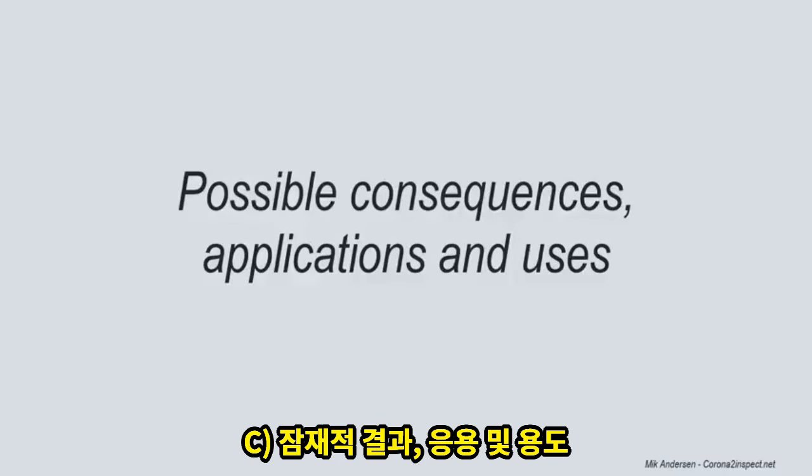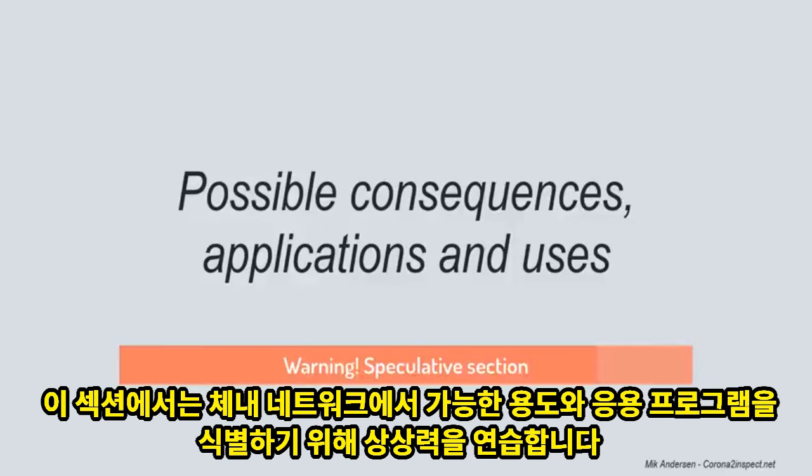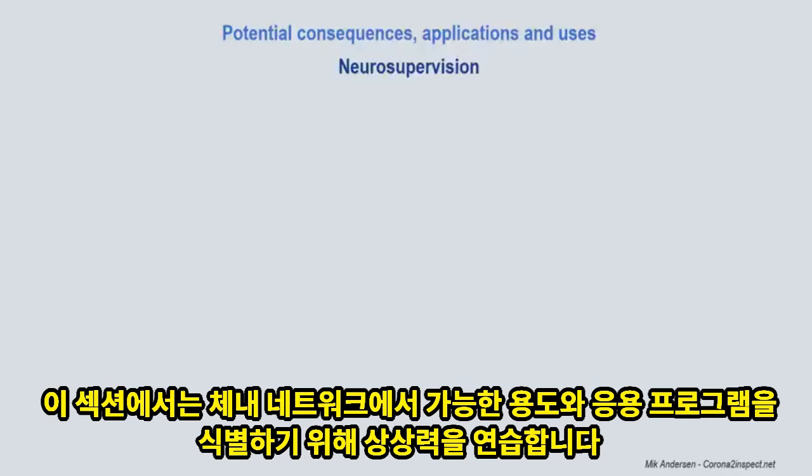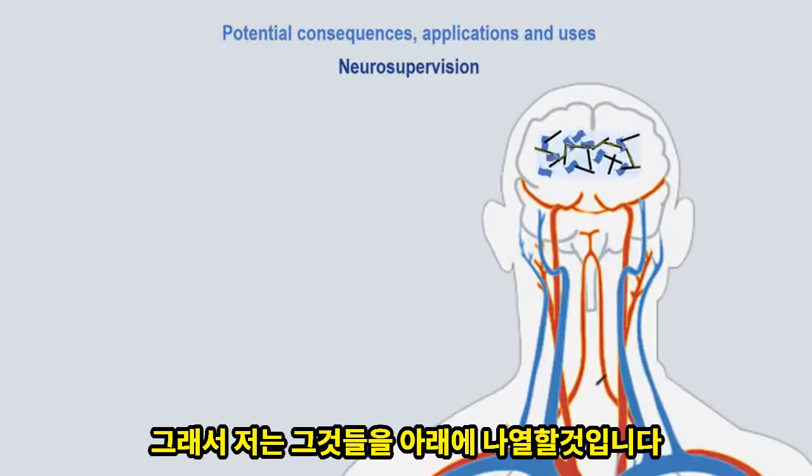C. Possible consequences, applications, and uses. In this section, we will carry out an exercise of imagination to try to identify the possible uses and applications of the intracorporeal network. So I will list them in the following.